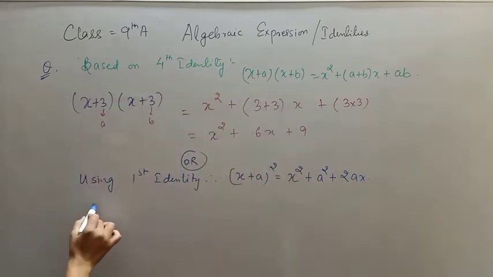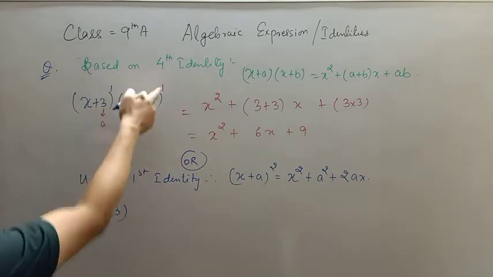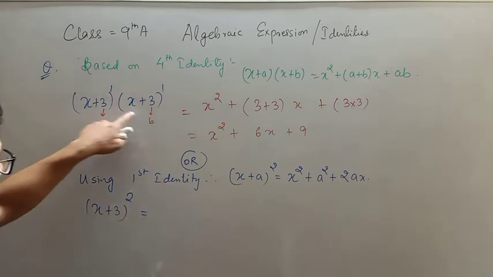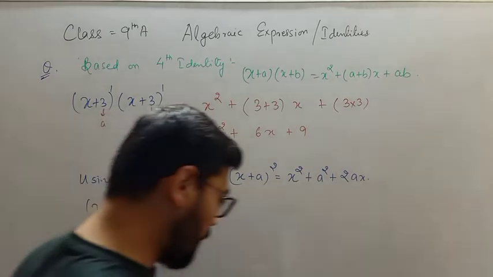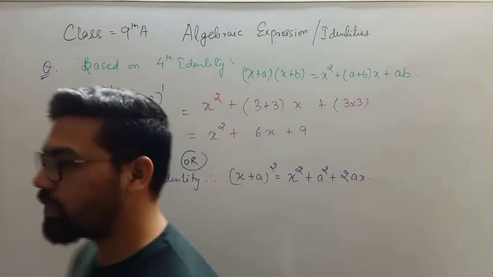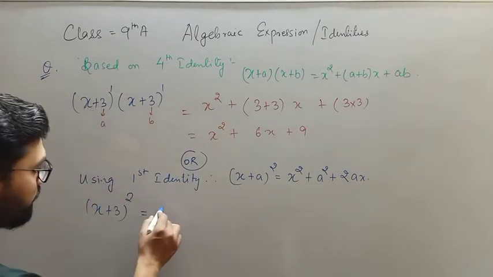So you can say (x plus 3) to the power 1, (x plus 3) to the power 1. So base is same, so power can be added up. So this can be represented like this, (x plus 3) whole square, right? Any doubt in this? Now you can say (a plus b) whole square, or you can say (x plus y) whole square.